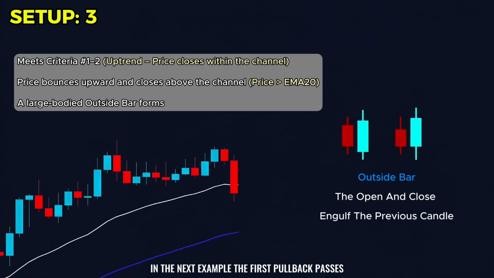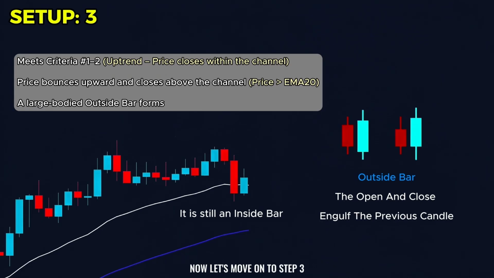In the next example, the first pullback passes because the price closes inside the EMA channel. The second pullback is much deeper and closes above the EMA 50, so it fails our criteria. Even though the market eventually continues downward, we still do not take the trade because it doesn't follow our trading rules. The final pullback also fails because the price breaks above the EMA 50 twice. Now let's move on to step 3.